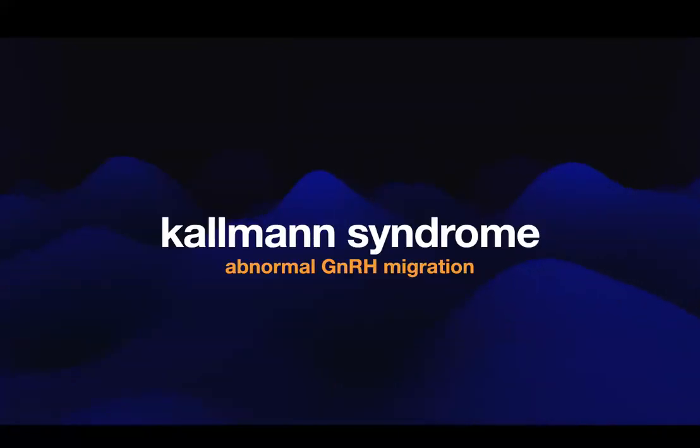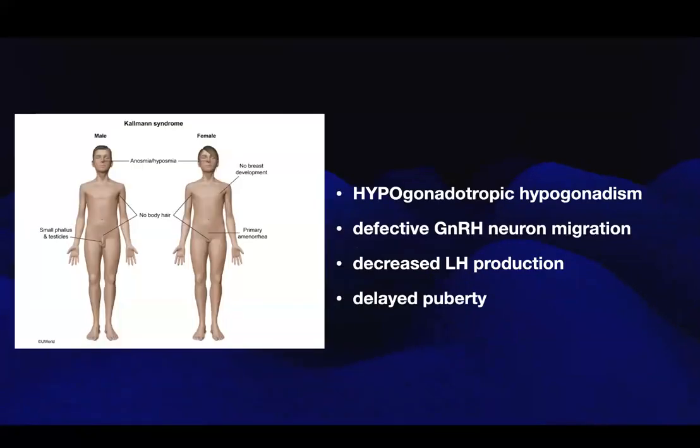Now, the central pathogenesis of Kallmann syndrome is a problem in the migration of the neurons in the brain that are responsible for GnRH secretion. And this is an example of a hypogonadotropic hypogonadism. They have a very characteristic appearance. They will present with a delayed puberty and a lack or decreased sense of smell.